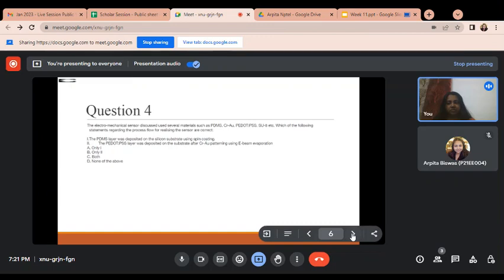Once again we are going through the question. The electromechanical sensor discussed used several materials such as PDMS, chromium, gold, PEDOT:PSS, SU-8, etc. Which of the following statements regarding the process flow for realizing the sensor are correct? The first statement is the PDMS layer was deposited on the silicon substrate using spin coating. The second is the PEDOT:PSS layer was deposited on the substrate after chromium and gold patterning using E-beam evaporation. So what is the right answer? Take your time and try to solve the question.